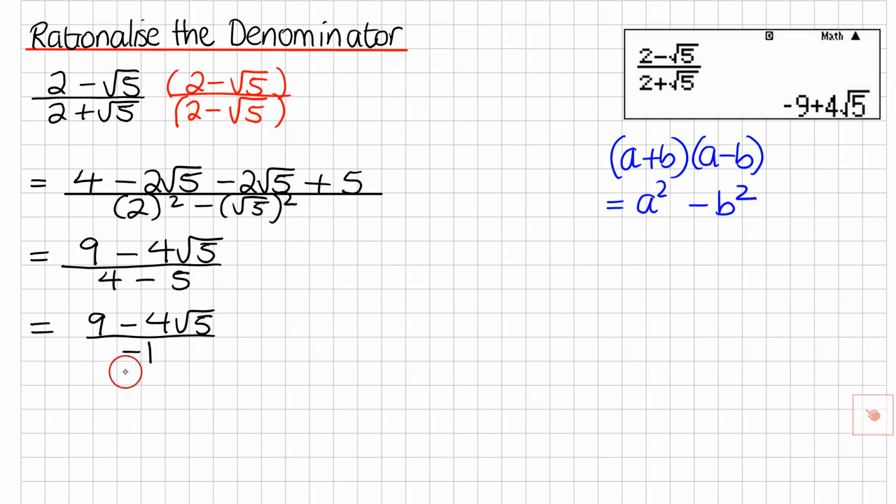Now we generally wouldn't leave a minus like this on the bottom, and especially when it's a 1. So what we'll do is we'll bring the minus up to the top instead, which will change that to be minus 9 plus 4 root 5. And now that matches what the calculator gave us.